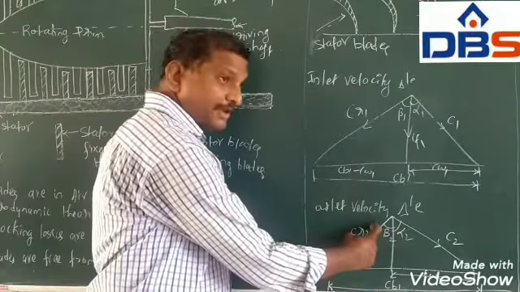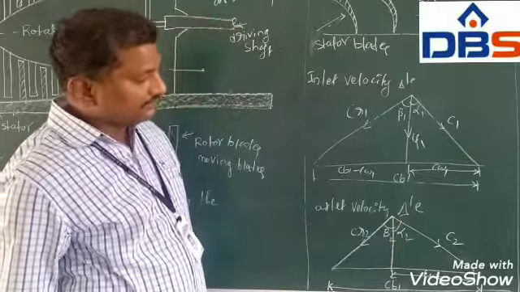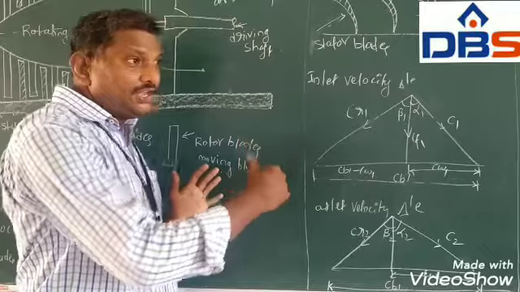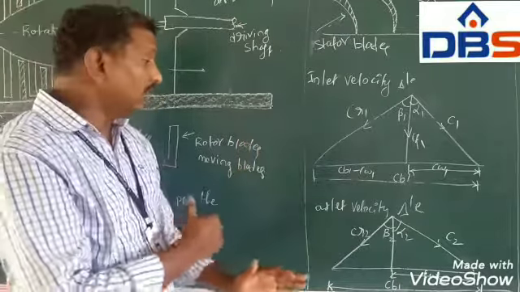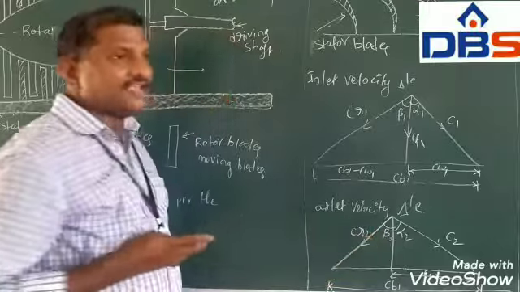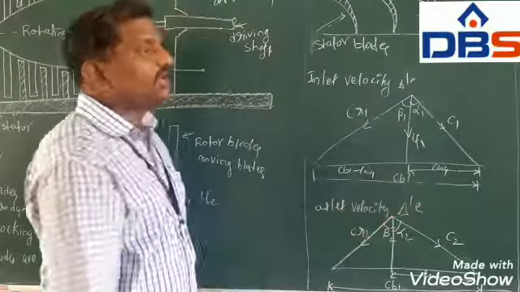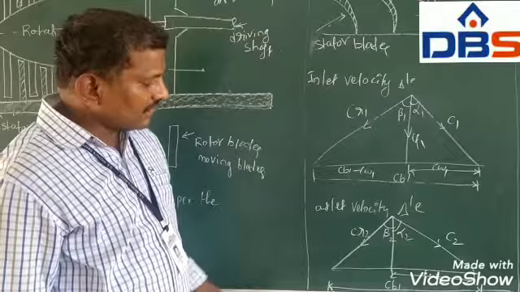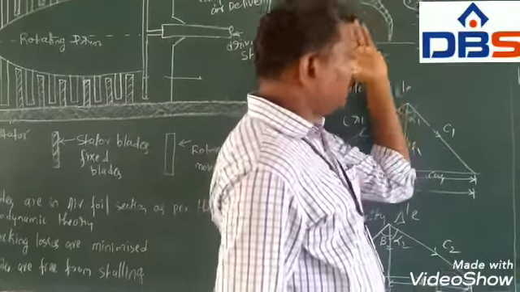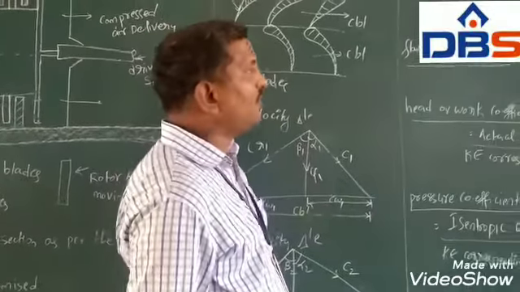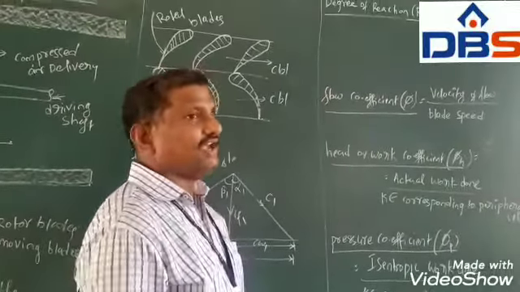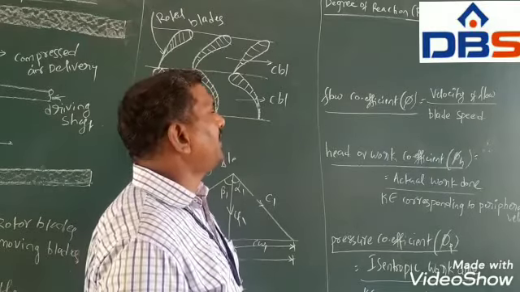Relative velocity is being decreased in the outlet because the kinetic energy of the air is getting converted into pressure energy. The relative velocity decreases as the air flows through the axial flow compressor, and there are certain coefficients related to this axial flow compressor. What are they? Degree of reaction. What is meant by degree of reaction?